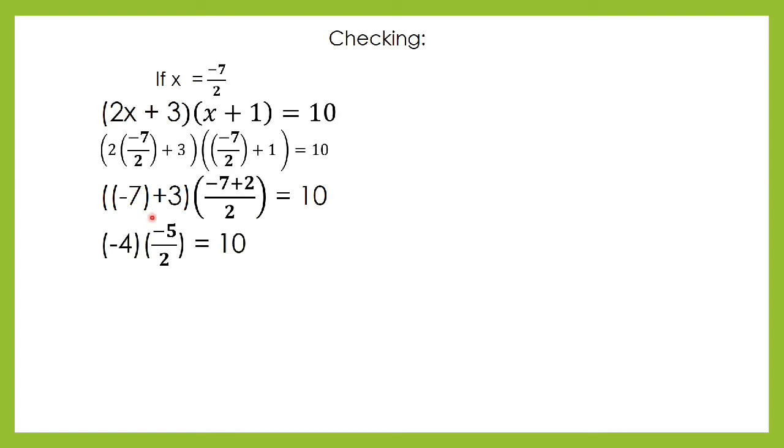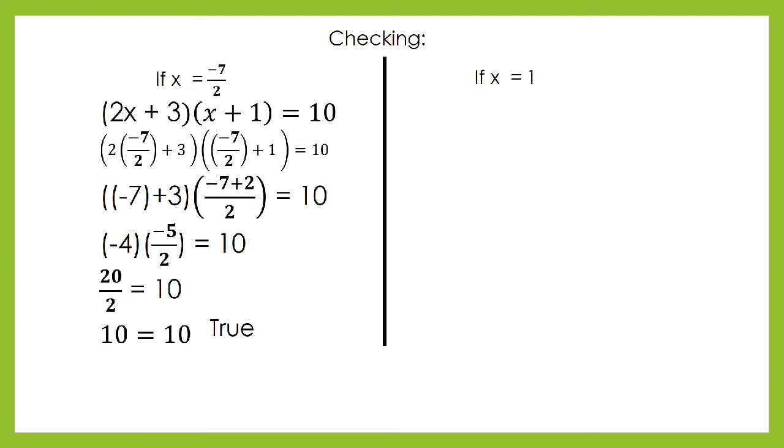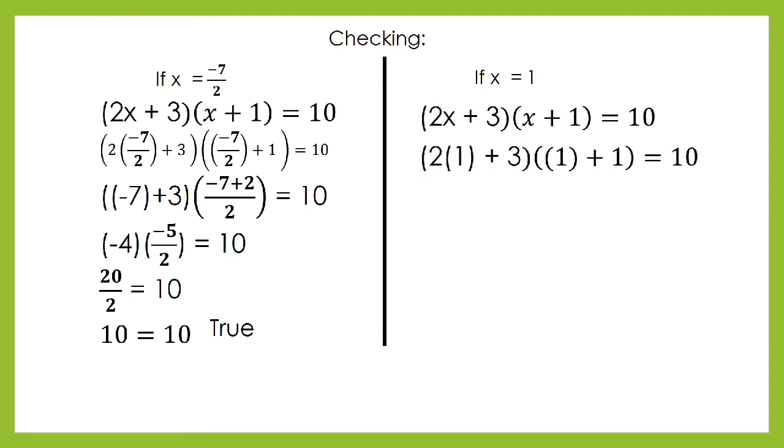Simplify. Negative 7 plus 3 is negative 4. Negative 7 plus 2 is negative 5 over 2 equals 10. Next, okay, negative 4 multiplied to negative 5, we have positive 20 over 2 equals 10. 20 over 2 is positive 10. It is equal to 10. Therefore, that is true. The next solution is 1. Substitute to the original equation. We now have 2 times x is 1 plus 3 times, okay, x is 1 again plus 1 equals 10.